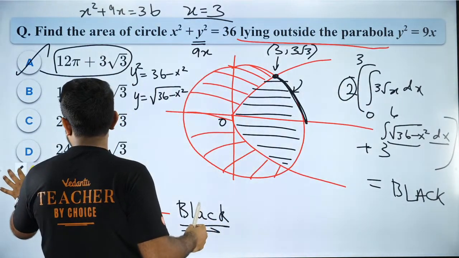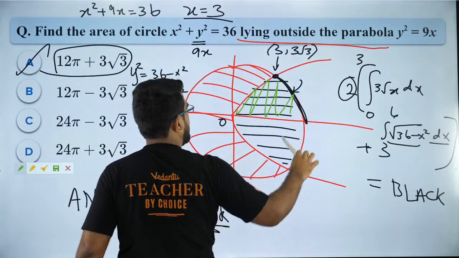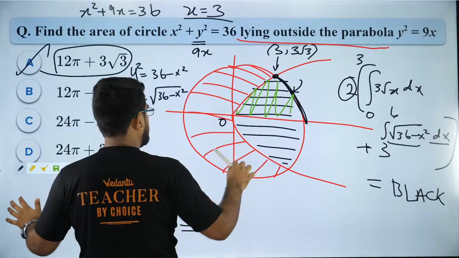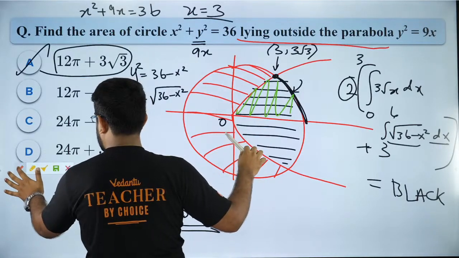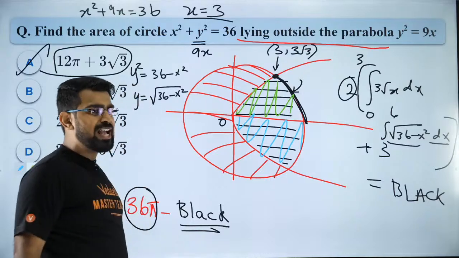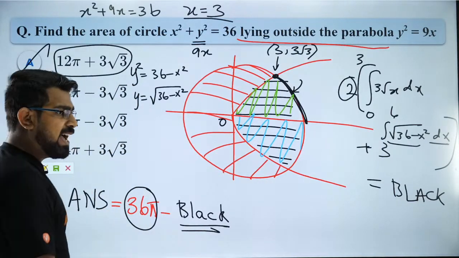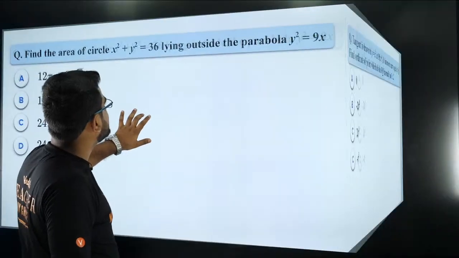Because guys, this area and this area are the same. Which area? This area and this area. Which one? The blue color one I'll do. So these two are the same. So that's why I multiply by 2. Got it? So let us go forward and look at the next question which I have.